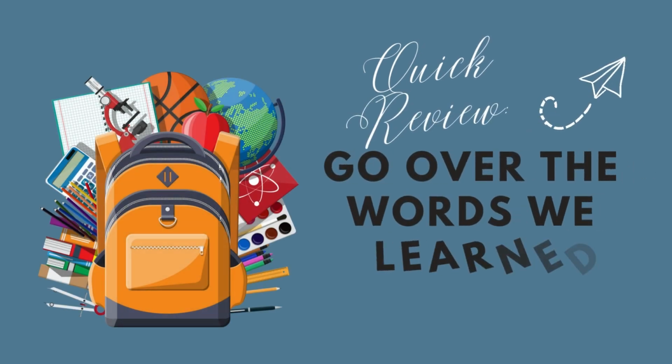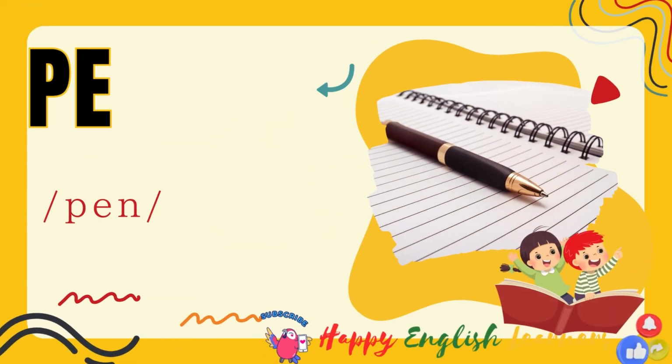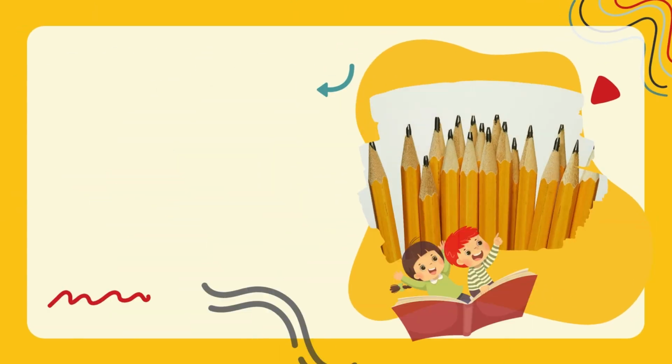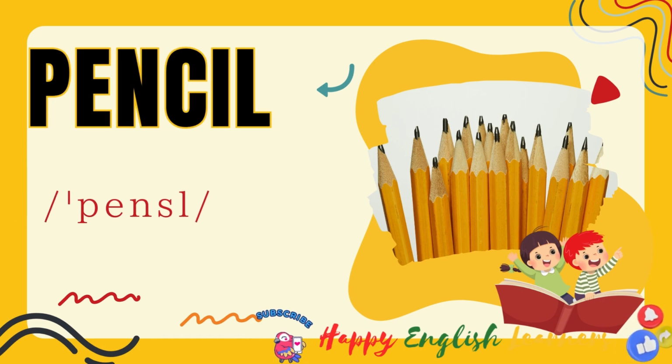You're doing amazing! Keep it up! Let's review. Practice the vocabulary together. What is this? Pen. Pen. What is this? Pencil. Pencil.